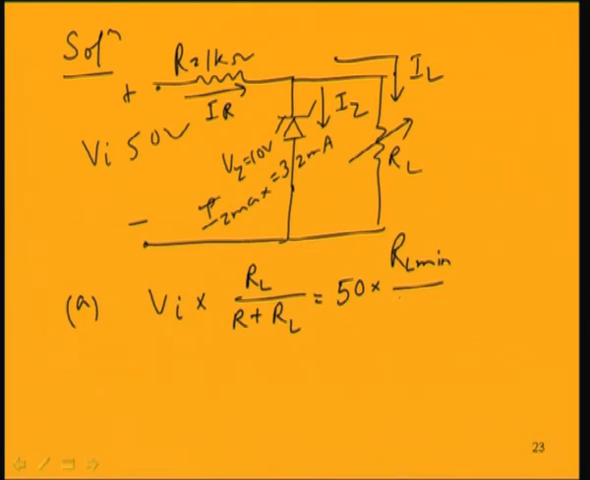Then 1 kilo ohm is R, let us keep it in kilo ohm, so the final answer will be in volt if resistance is in kilo ohm and current is in milliampere. RL minimum, now that should be equal to what? The Zener voltage, that is 10 volt. That is the limiting condition. In fact, this should be greater than 10 volt. Now, for this limiting condition, what will be the RL minimum?